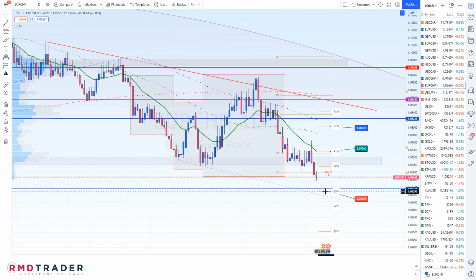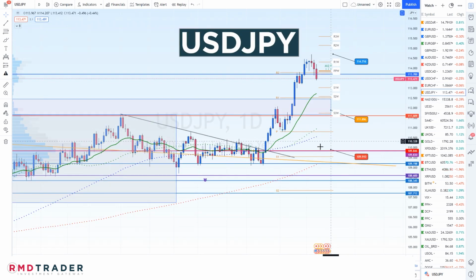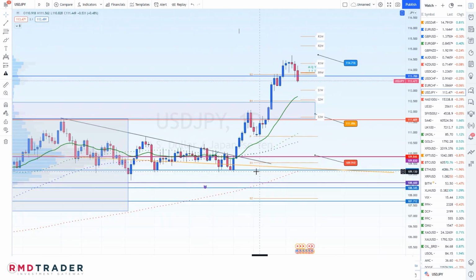We have some support from the weekly S1 at 1.062. And of course, the area of our weekly R1 and monthly S1 coinciding with that daily 21 EMA at 1.07 would be very strong resistance. So should price move back into this area, I do suspect this will probably become a selling area at that 1.073 area.